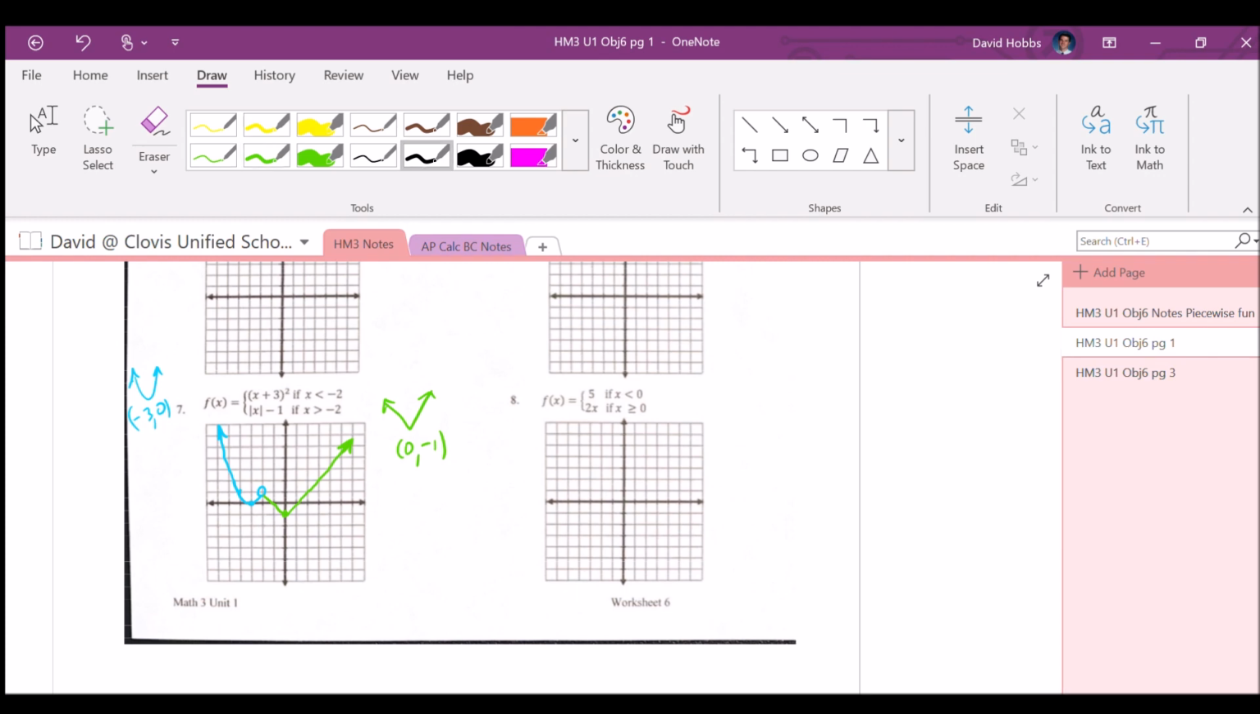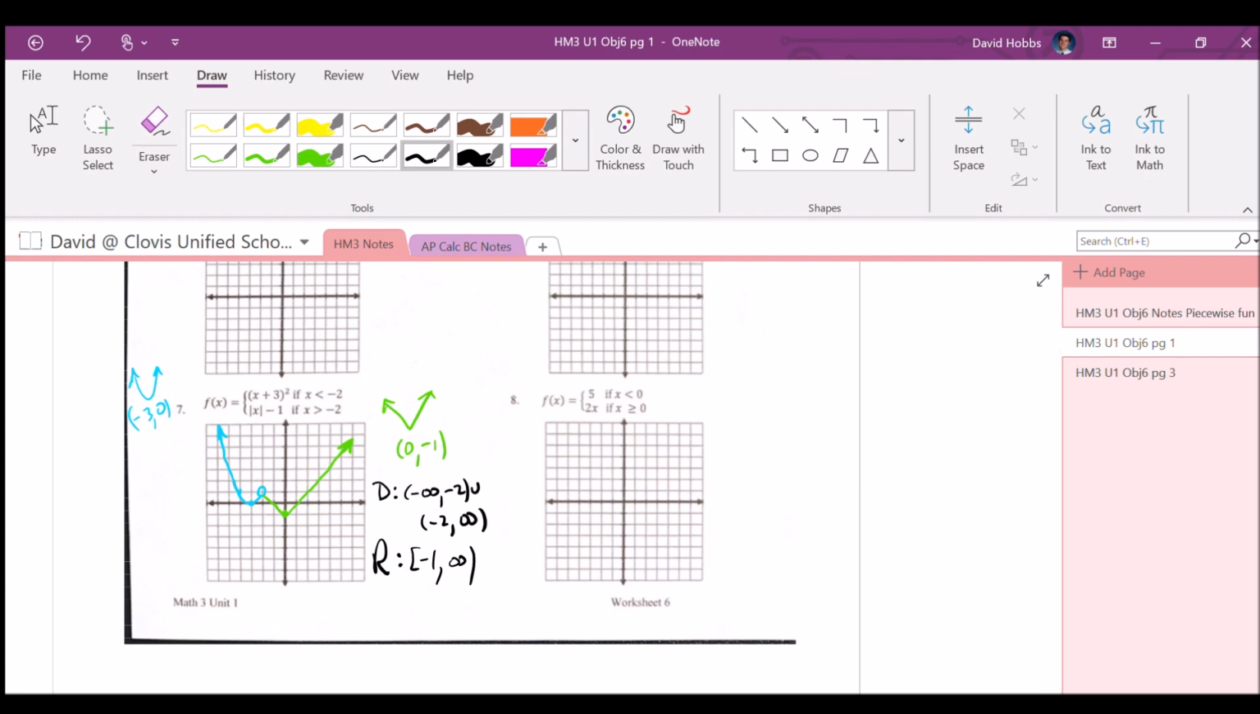Okay, so the domain is all reals except for negative 2. So negative infinity to negative 2, union, negative 2 to infinity. The range: the lowest elevation is negative 1, and it goes up forever, and it does hit elevation negative 1. So negative 1 to infinity. Okay.